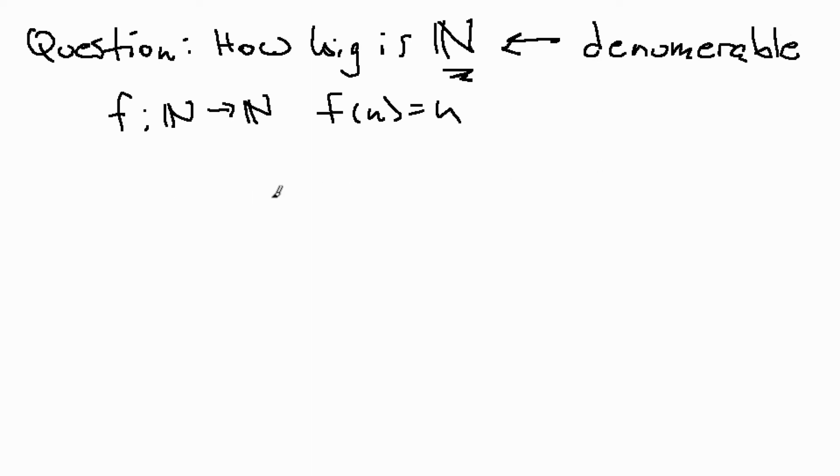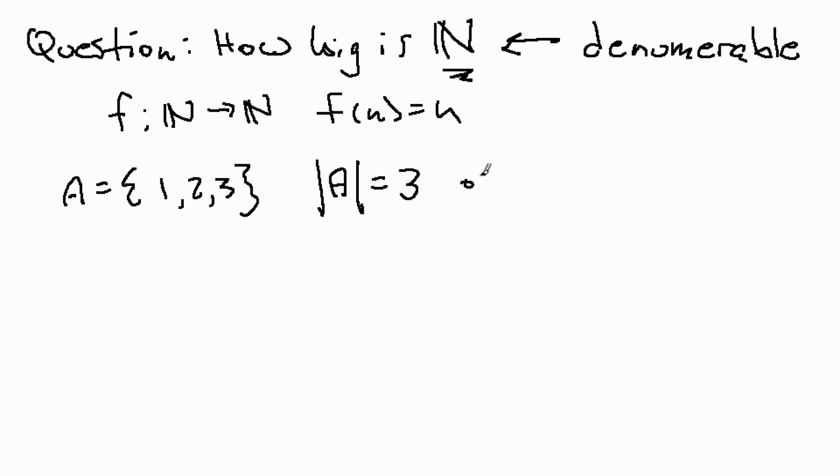Now you may recall previously when we had sets, we talked about the order of a set. For example, if I had a set 1, 2, 3, we talked about the order of the set, or the size of the set. And we would say that this thing over here is 3, the order of a set.